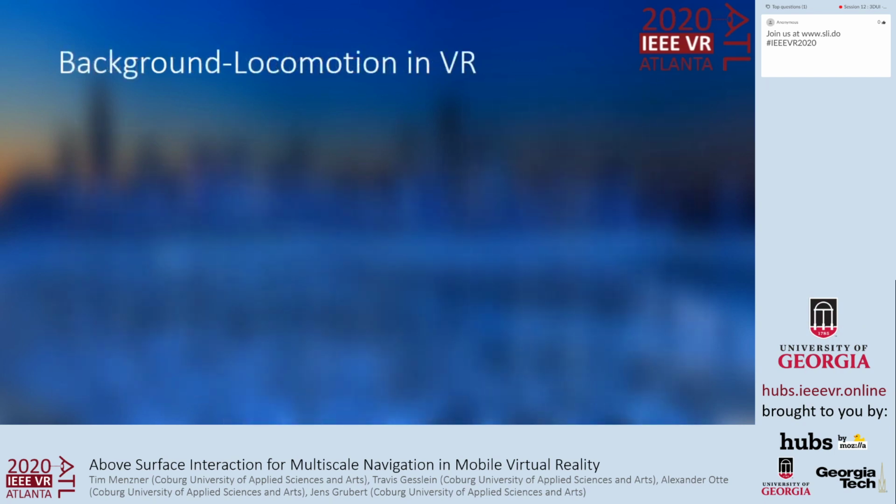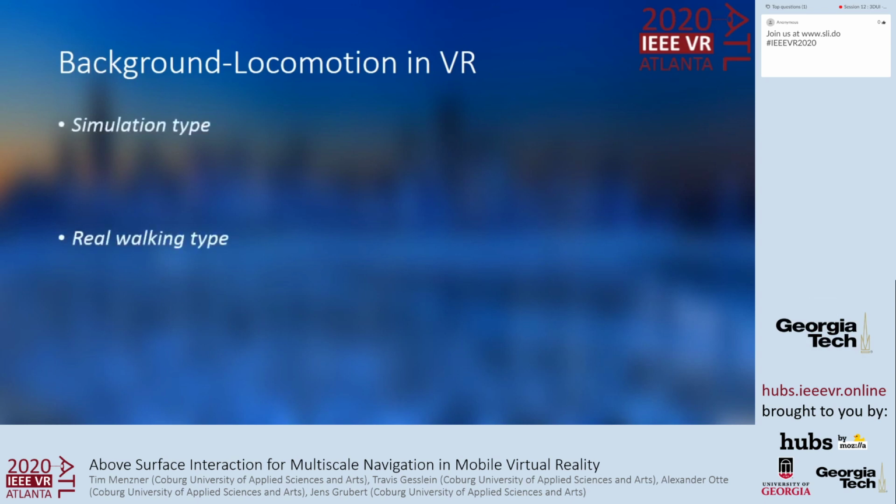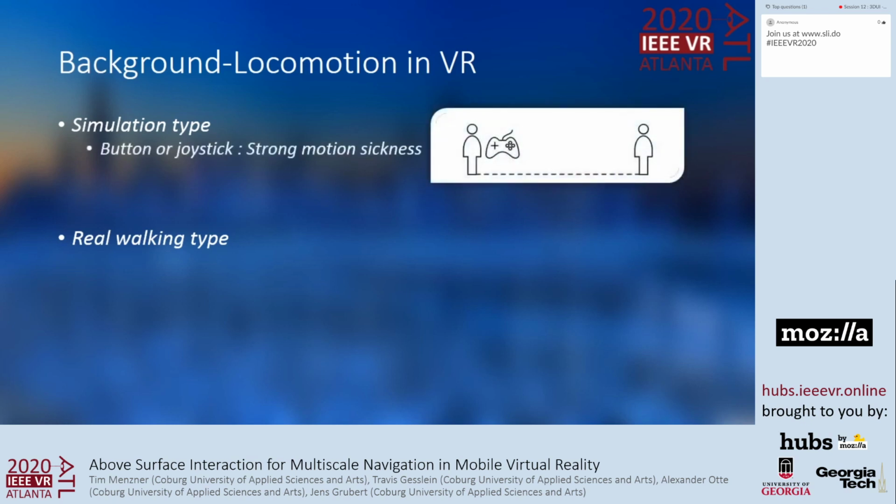That is a locomotion problem in VR. There are two main types of methods to solve this problem. The first is the simulation type, another is the real walking type. In the simulation type, the first is using button or joystick. This is a very simple method, but it will lead to strong motion sickness.